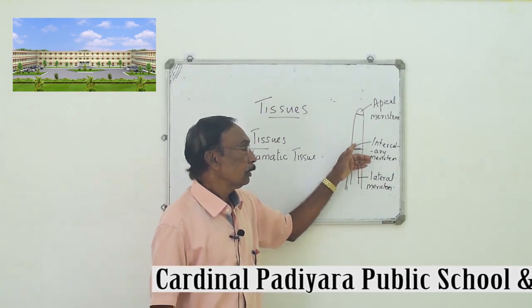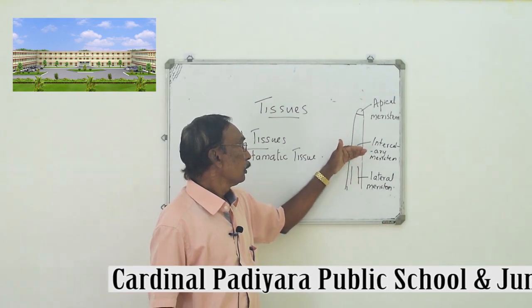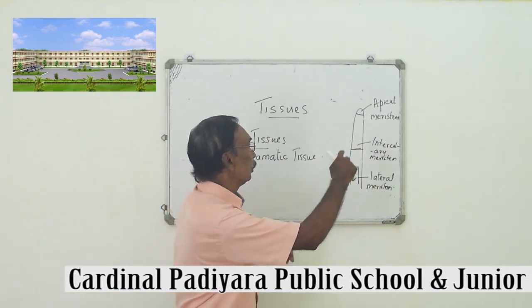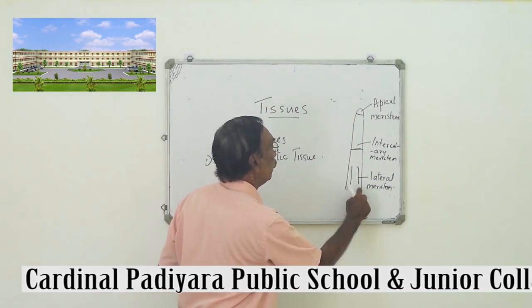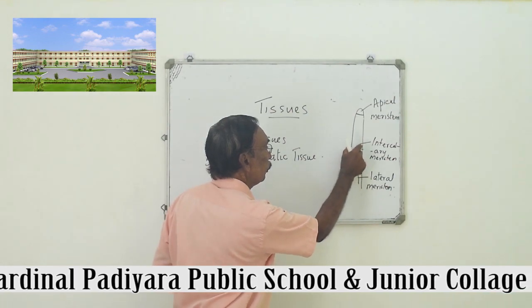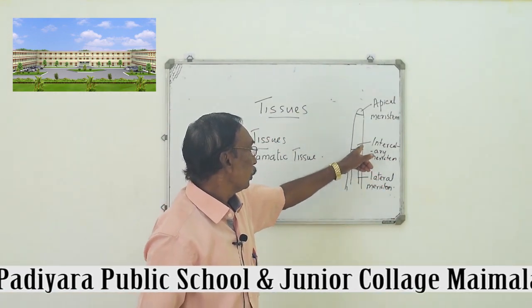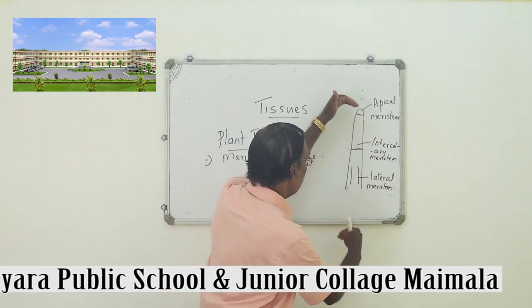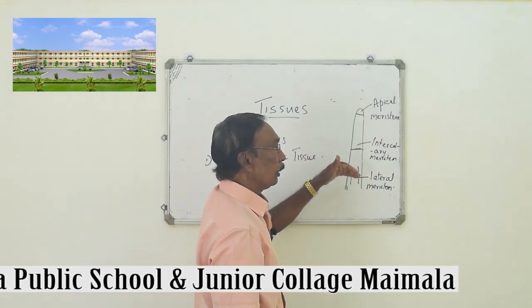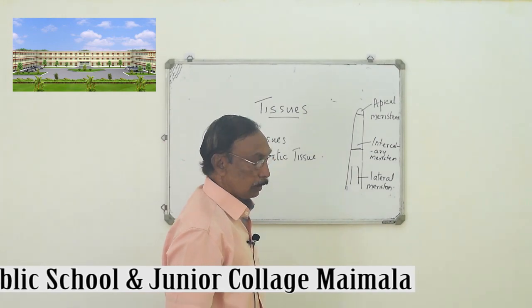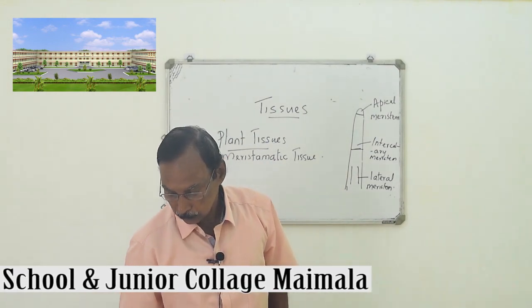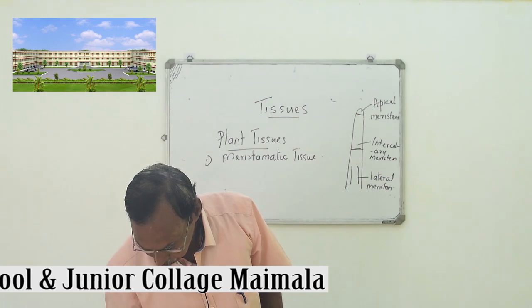And the next one, as you are familiar with the grass, between the nodes, this is one node, another node can be here. Between the nodes there is a very soft part, and that part of the meristem helps to increase the length, and that one is called intercalary meristem. So these are the three important meristematic tissues.